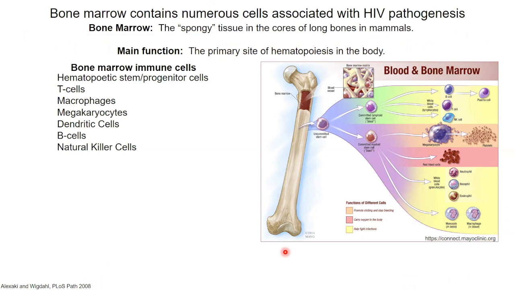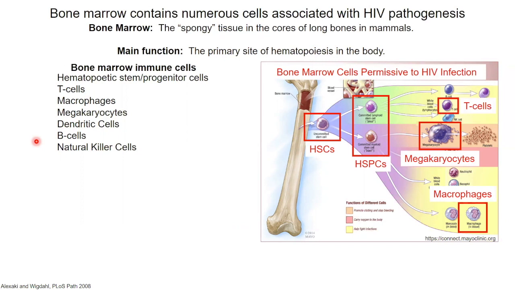It's the primary site of hematopoiesis in the body, and basically a huge number of different bone marrow immune cell types are present. Importantly, there are a lot of cells in the bone marrow that are permissive to HIV. So if we look at this here as the computer gets up to speed, there are T cells, macrophages, hematopoietic stem cells, megakaryocytes, a ton of different cell types that could be infected.